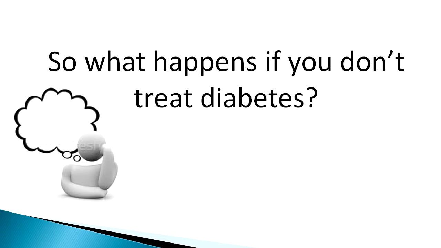So what happens if you don't treat diabetes? Let's talk about the side effects of diabetes. Untreated diabetes can be a very systemic thing, and when I say systemic, I mean it can work its way throughout the body. We'll just start at the top. Untreated diabetes can increase your risk for stroke. It has been associated with damage to the blood vessels in the brain. We mentioned the eyes. Untreated diabetes can destroy the blood vessels in the back of the eye and can increase your risk for blindness.